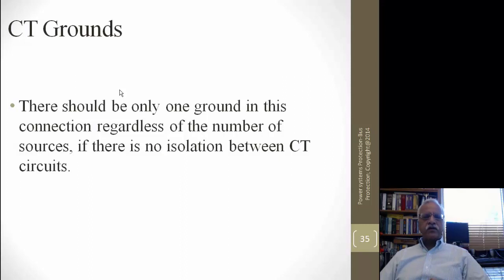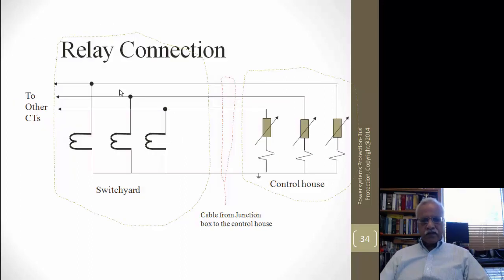There should be only one ground in the CT connection, regardless of the number of sources. Otherwise, you might bypass some of the current that is going through the relay.